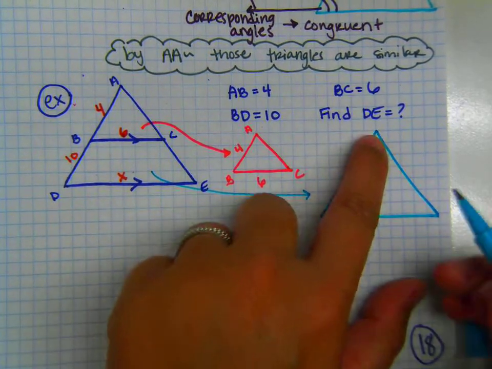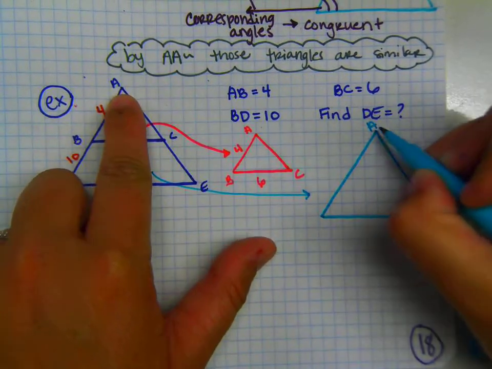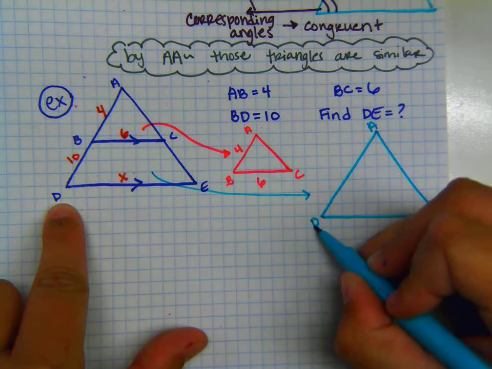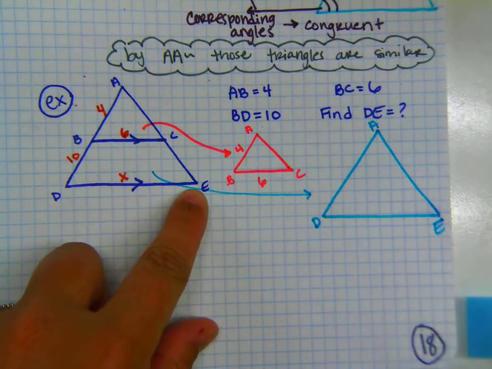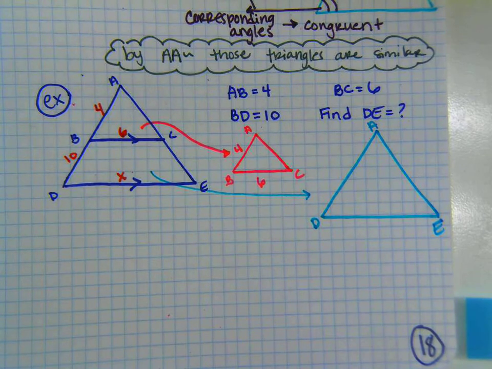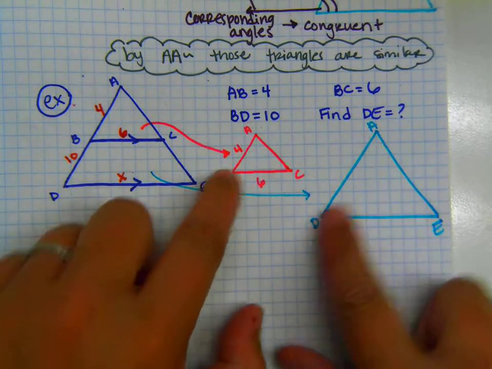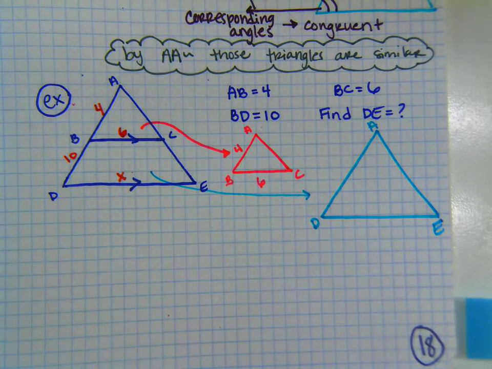And the top is A, the bottom of the big triangle is D, and then E. So that big triangle is ADE. And remember, we already proved that they're similar, right? We have angle, angle. So they are similar, so that means we do have proportional sides. Okay?